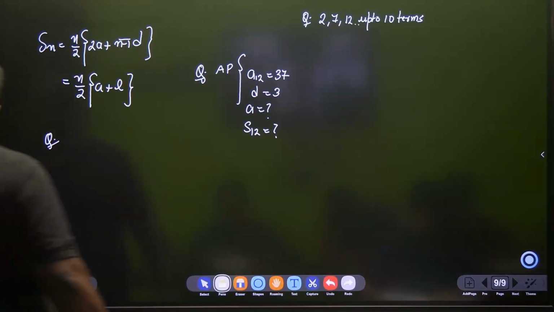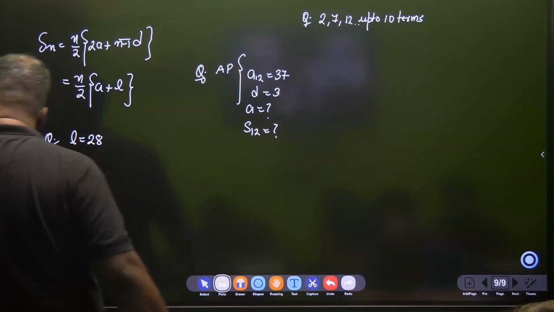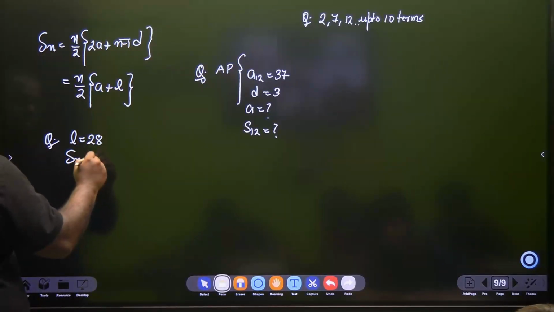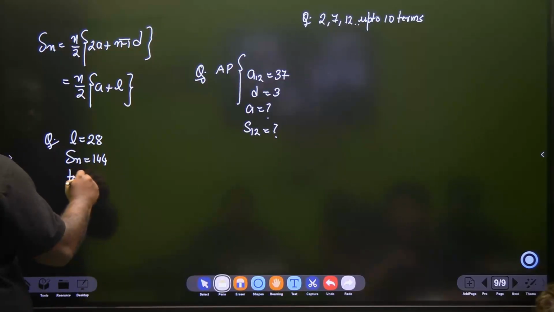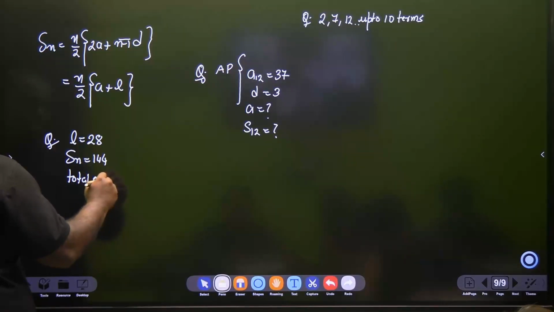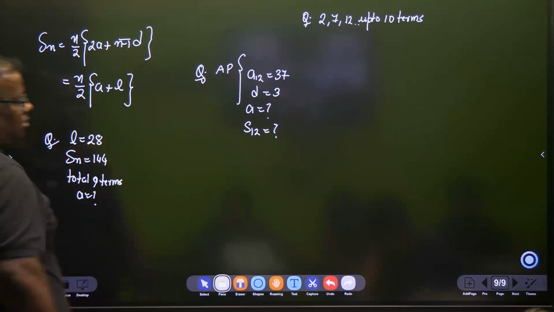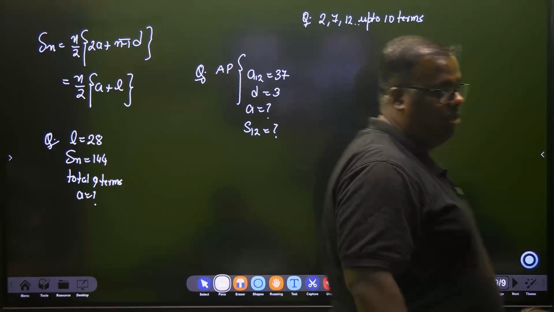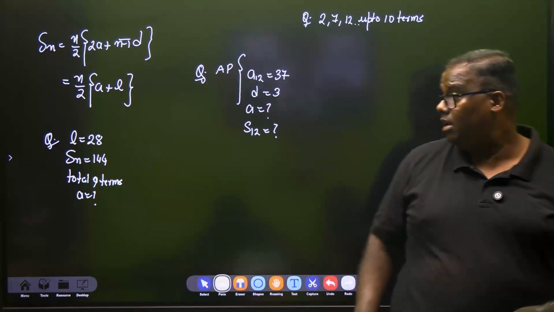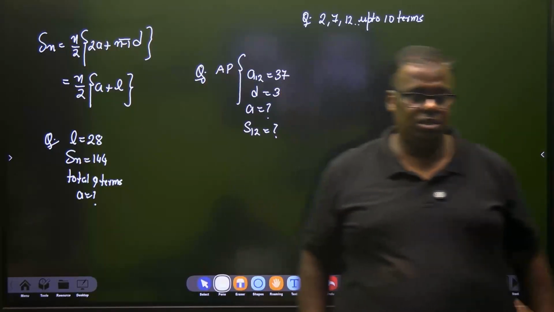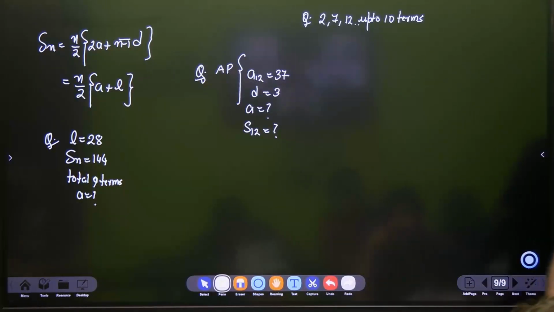Chalo, next question. L is equal to 28. Sn is 144. Total 9 terms. Find the value of A. Is this much all the information? That much information is only there. Only this much I can give you, not more.